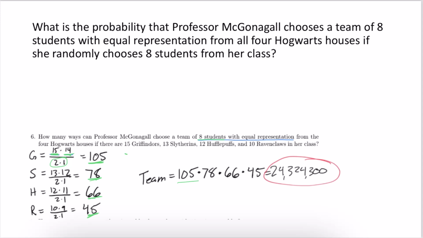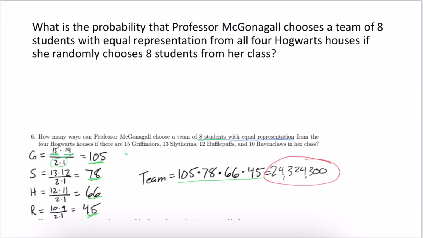When you multiply all of those numbers together, you find that the number of ways that Professor McGonagall could choose this team with equal representation is 24,324,300 ways. And we could use this answer from question 6 to help us answer the question that I put at the top of the slide. This question is asking, what is the probability that Professor McGonagall chooses a team of 8 students with equal representation from all 4 Hogwarts houses if she randomly chooses 8 students from her class?